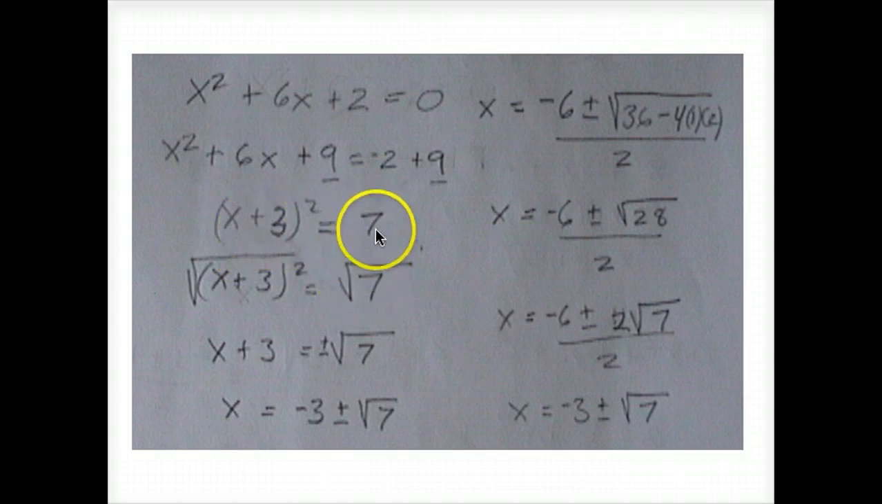Well, that's going to be difficult because I don't know how to make 7 unless I get my calculator out. I don't know what the number is, so we're just going to leave it that way. So I square root x plus 3 squared to get x plus 3. I square root 7, I get plus or minus the square root of 7. And I wind up with, just by solving, x equals negative 3 plus or minus the square root of 7.